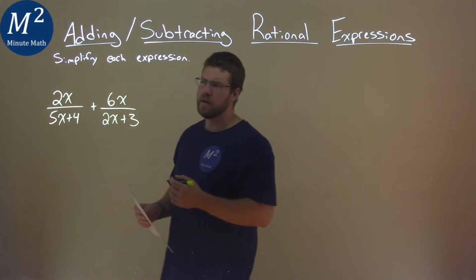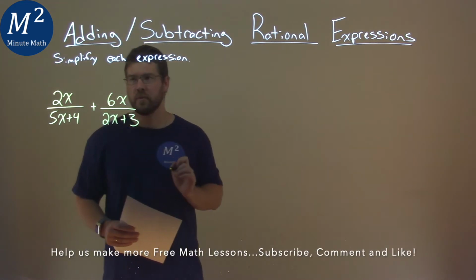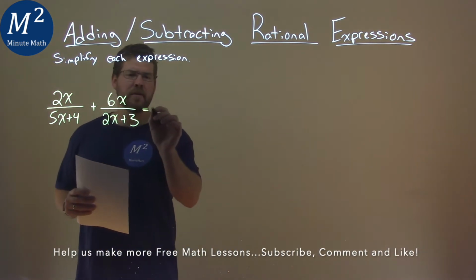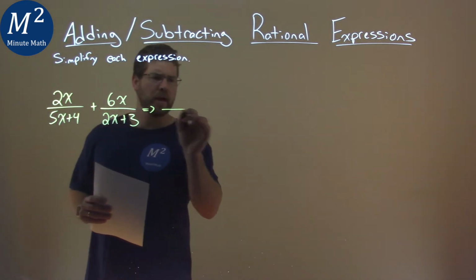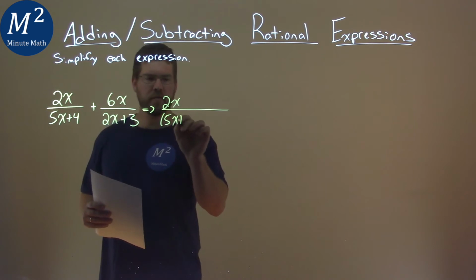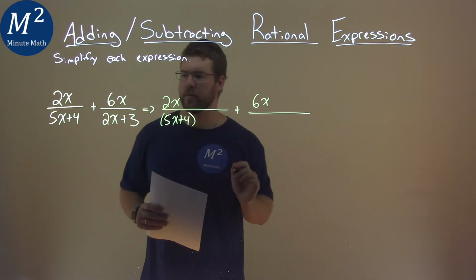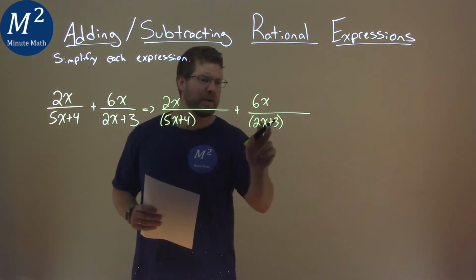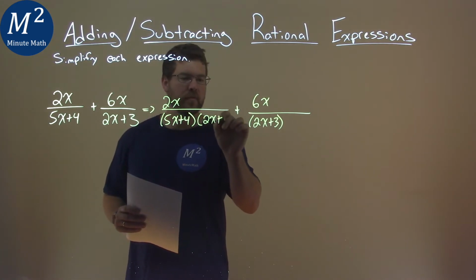We're given this problem right here, 2x over 5x plus 4 plus 6x over 2x plus 3. I'm going to simplify this expression. Well, one thing we need to do is we have to have the same denominator, and we don't. So to do that, I'm going to rewrite the problem, 2x over 5x plus 4, notice the parenthesis here, plus a 6x over a 2x plus 3. And now I'm going to take that denominator, 2x plus 3, and put it on this side as well, 2x plus 3.